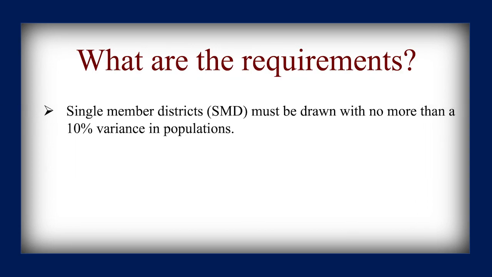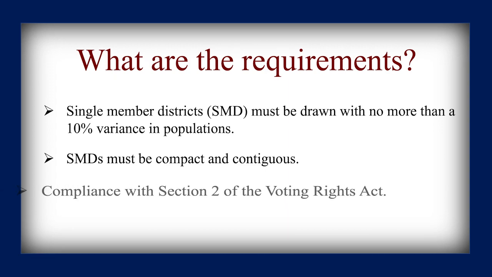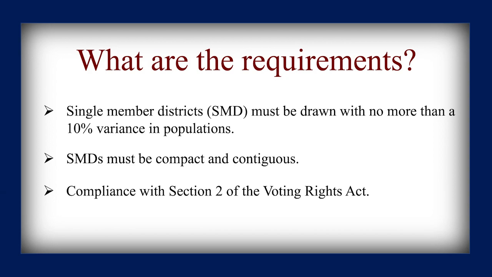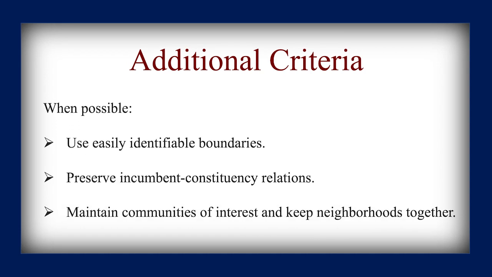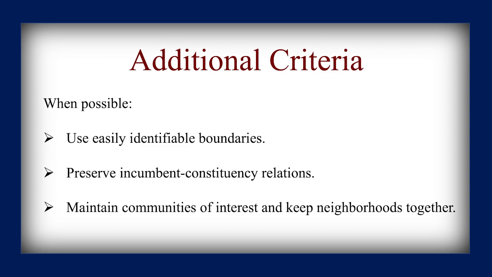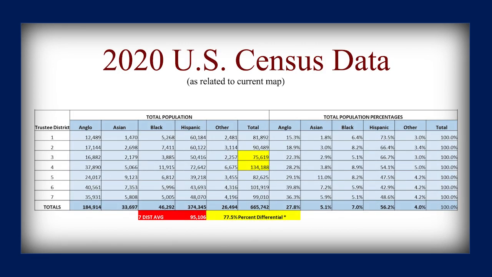Single-member districts must be drawn with no more than a 10% variance in populations. They must be as compact and contiguous as is practicable, and changes made must be in compliance with Section 2 of the Voting Rights Act. When possible, additional criteria to be considered include using easily identifiable boundaries, preserving incumbent constituency relations, and maintaining communities of interest.